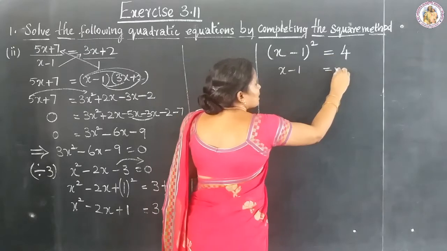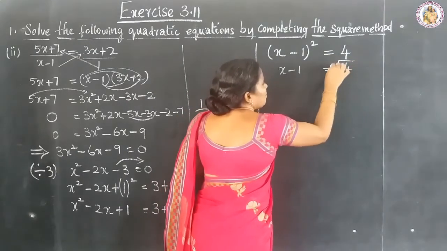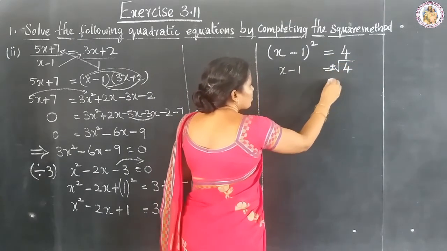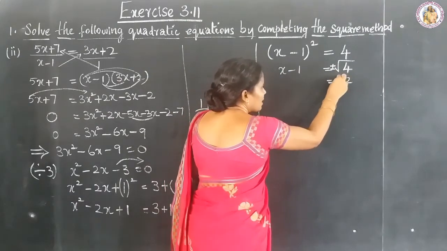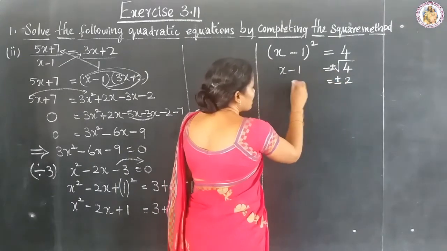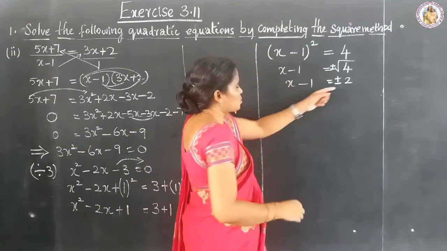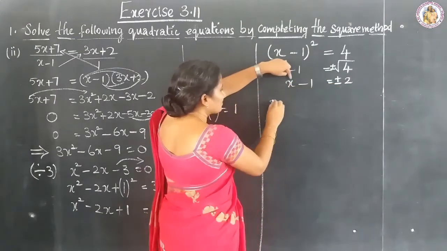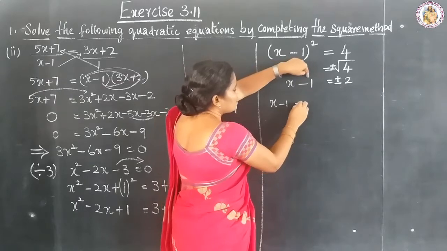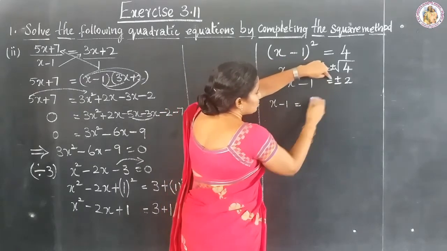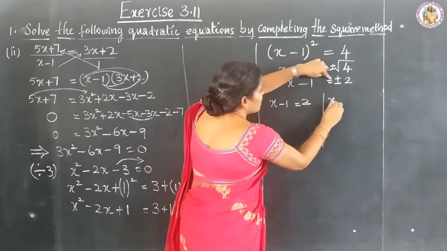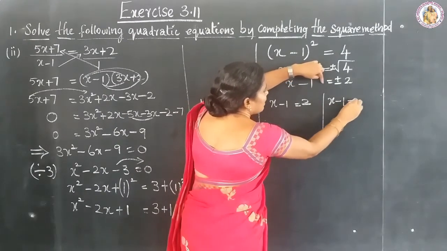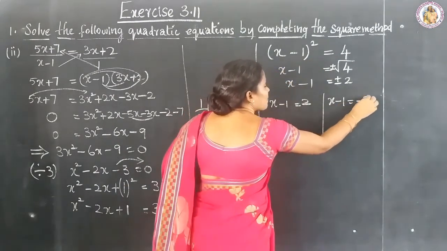While square moves here, it becomes plus or minus square root of 4. So square root of 4 is 2. So we have to consider plus 2 as well as minus 2. So now x minus 1 is equal to plus 2, and again x minus 1 is equal to minus 2.